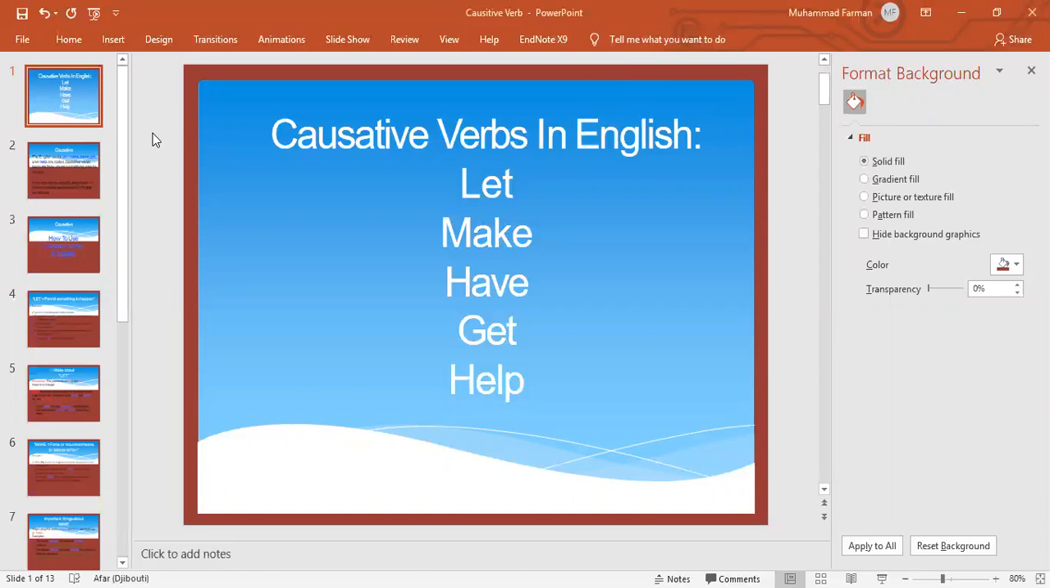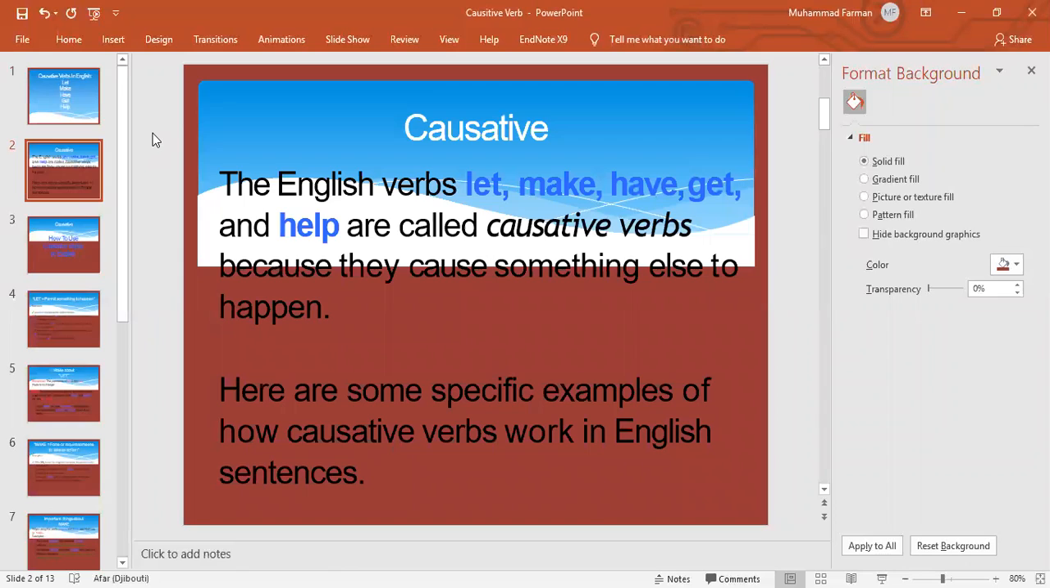First of all, what is a causative verb? The English verbs let, make, have, get, and help are called causative verbs because they cause something or someone else to happen. Here are some specific examples of how causative verbs work in English sentences. But before moving forward, I want to express the definition of the causative verb. The causative verbs are the verbs that cause someone or something to happen.